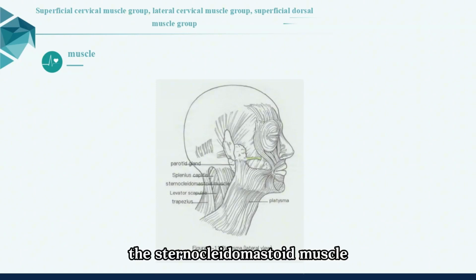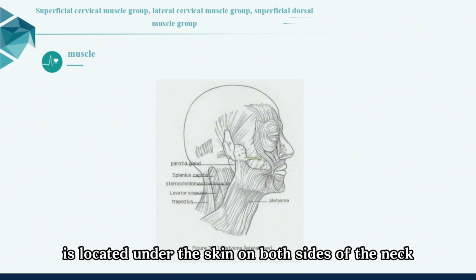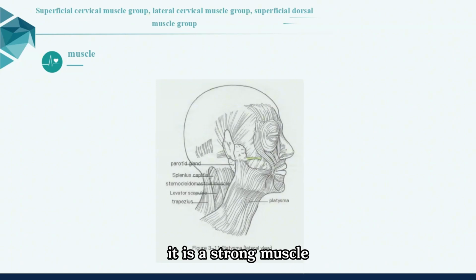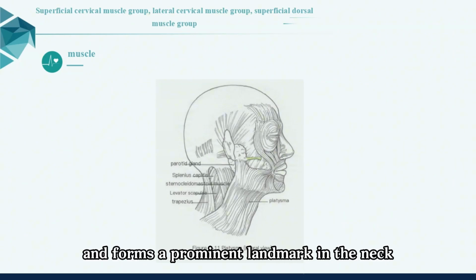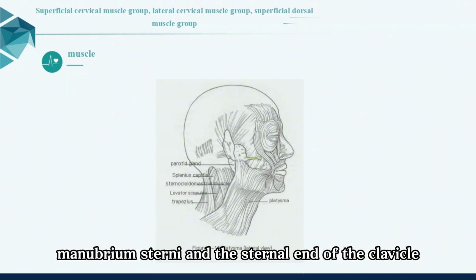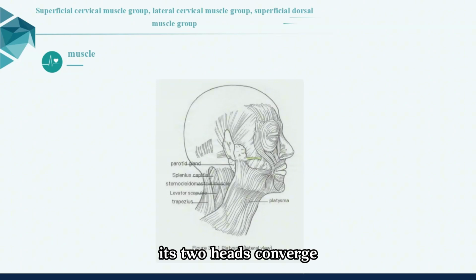The sternocleidomastoid muscle is located under the skin on both sides of the neck. Most of it is covered by the platysma. It is a strong muscle and forms a prominent landmark in the neck. It originates from the anterior surface of the manubrium sterni and the sternal end of the clavicle. Its two heads converge, run obliquely backward and upward, and insert into the mastoid process of the temporal bone.